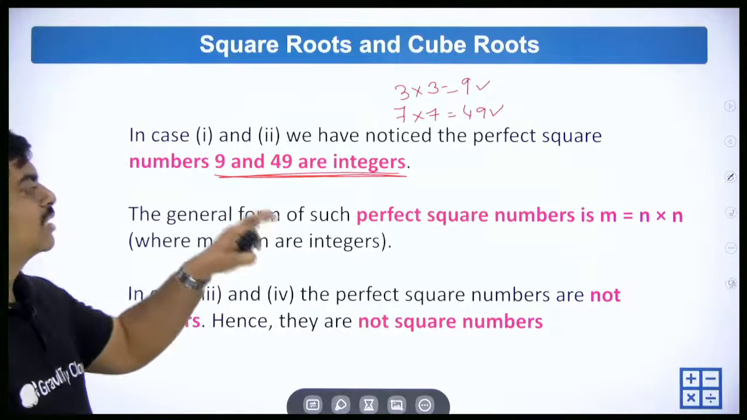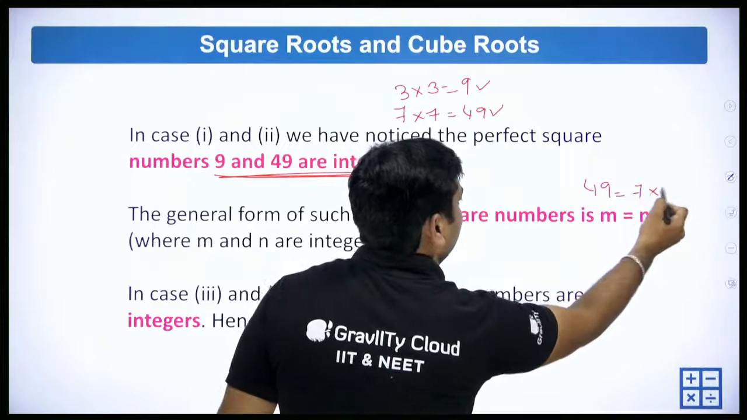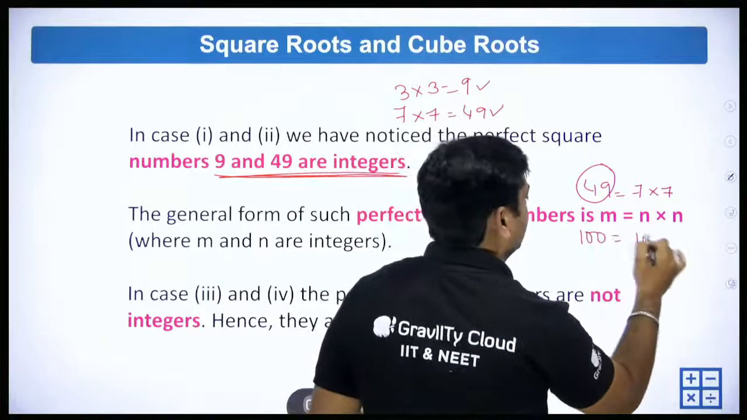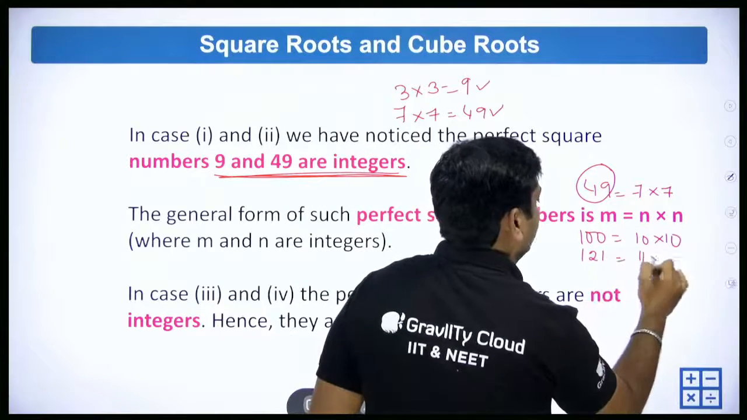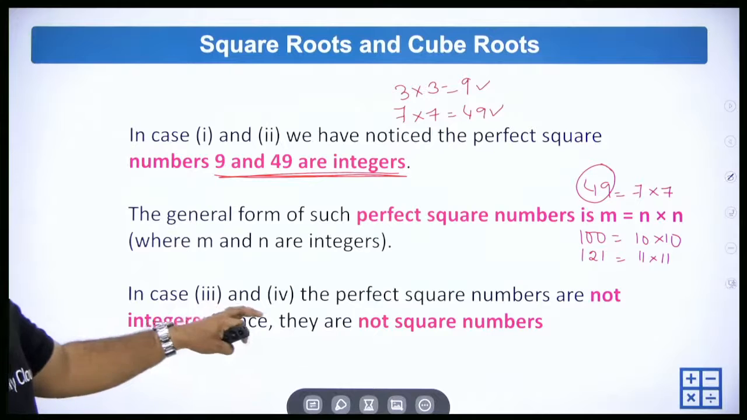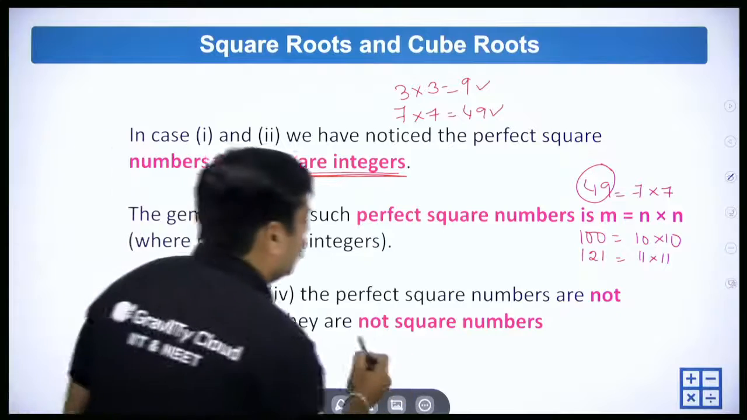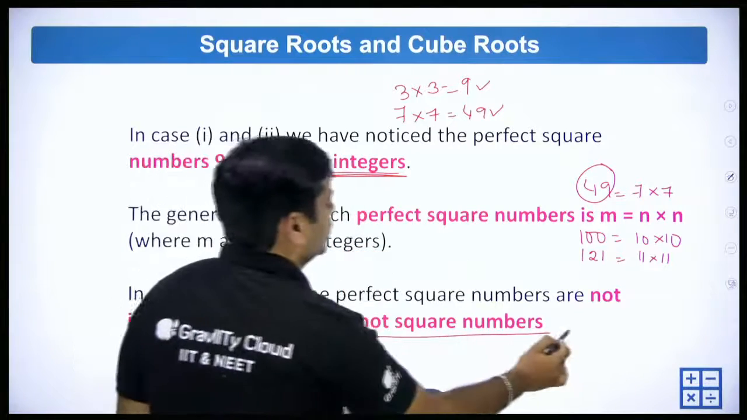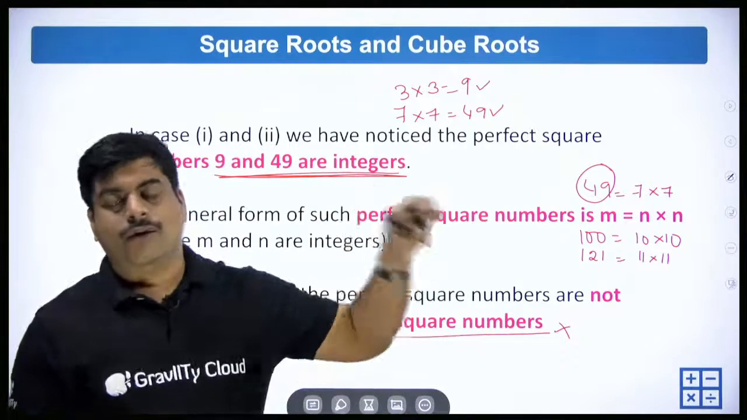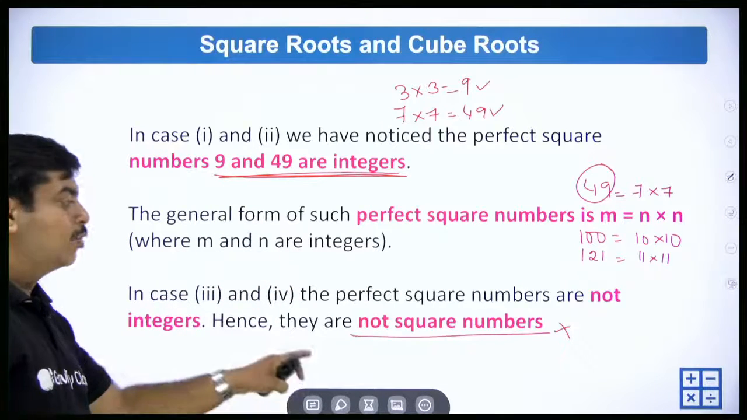The general form of such a perfect square number is m equal to n into n. Same, 49 can be written as 7 into 7. Such a number is a perfect square. So 100 we can write as 10 into 10. 121 we can write as 11 into 11. All these are perfect squares. In cases 3 and 4, where we discussed decimal values, the numbers are not integers, hence they are not square numbers. So when we are discussing squares, we only discuss integers.